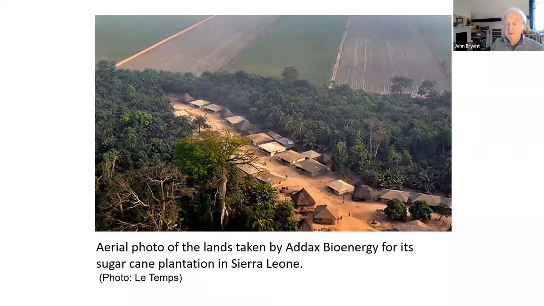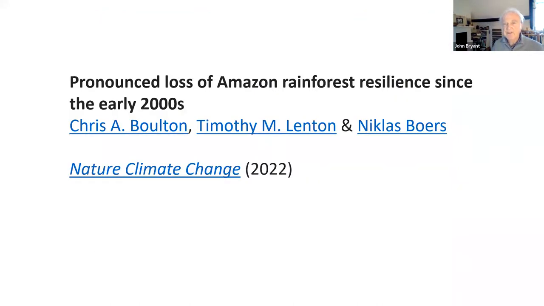And also we need to remember that it's not just burning fossil fuels that contributes to the climate crisis. It's also the way we use the environment, as this case illustrates. And just this week, in Nature Climate Change, this one comes from the climate change group in our physical geography department. Professor Tim Lenton is the professor of global atmospheric systems, but actually I call him the professor of climate change. Very, very fine scientist. And so, pronounced loss of Amazon rainforest resilience since the early 2000s.